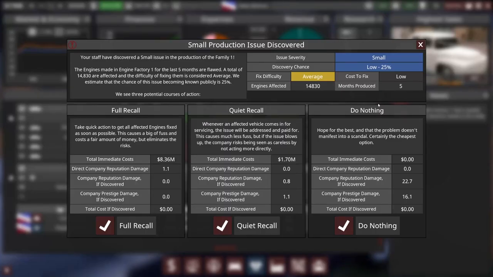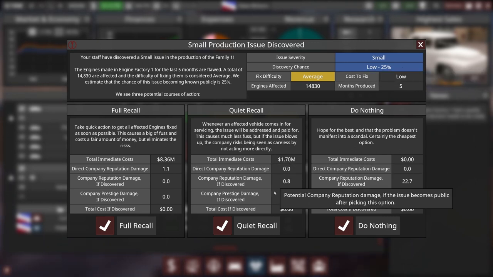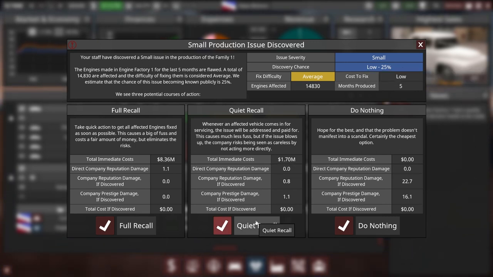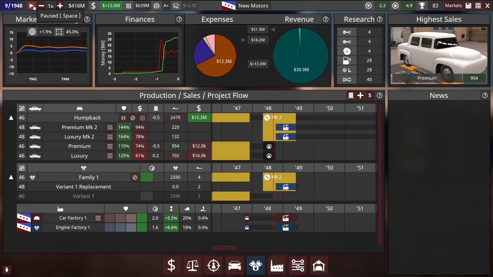Oh no, engine recall. Clearly my QA sliders need to be higher. Or maybe the bug that doubles the recall chances back. Let's have a 25% chance of being discovered. Let's do this on the down low. We'll just fix cars when they come in. We won't mention it to anybody. A little cheaper for us. As you can see, we're already above our starting money.